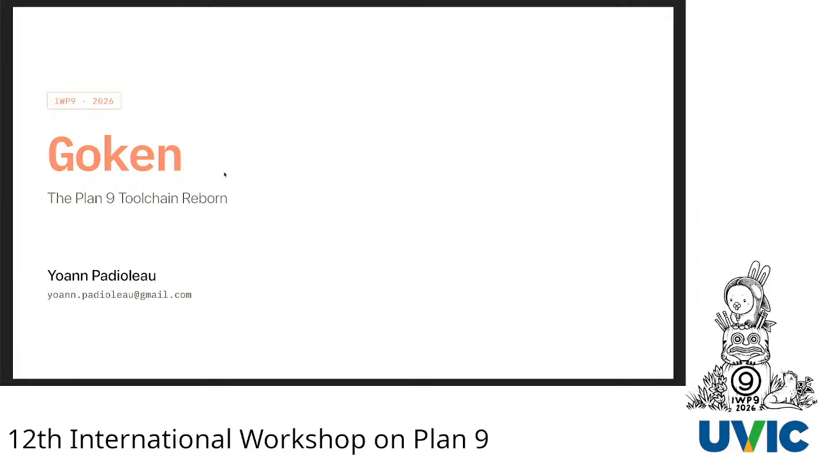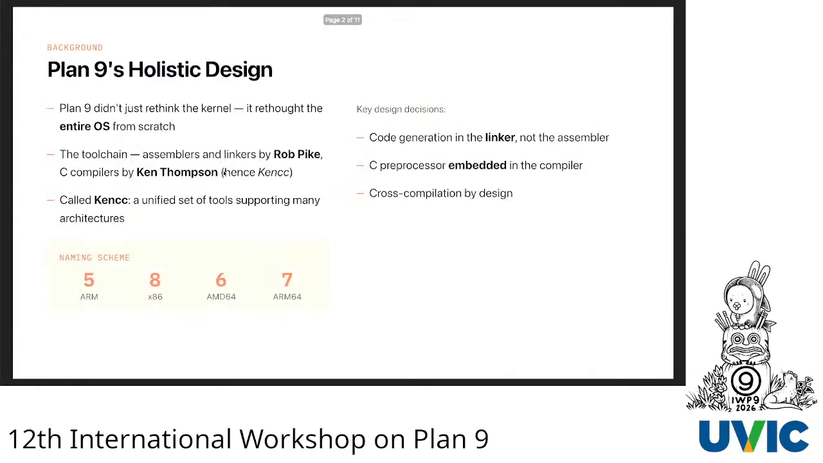Hi. Yes, so I'm going to talk about the Goken project, which I started about a year ago now. A little bit of background: the designers of Plan 9 didn't just rethink the kernel. They rethought the whole software stack, the entire operating system. They rethought the windowing system, the graphics stack. But in particular, they also rethought the toolchain. The assembler and linker, which I think were written by Rob Pike, and the compiler by Ken Thompson, are a different beast than the other toolchains.